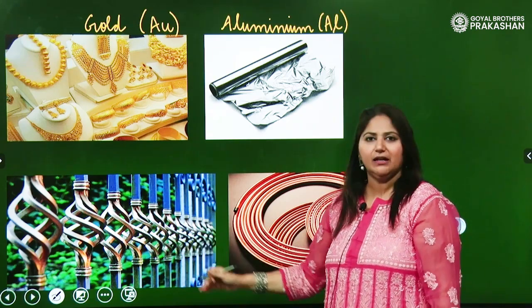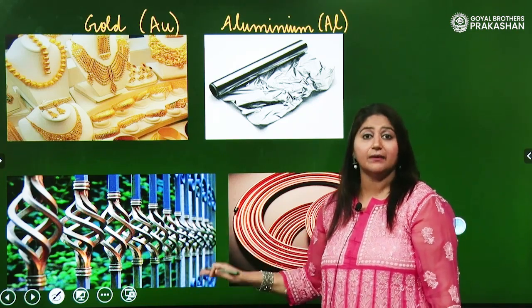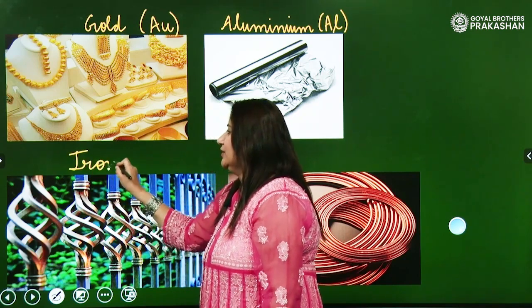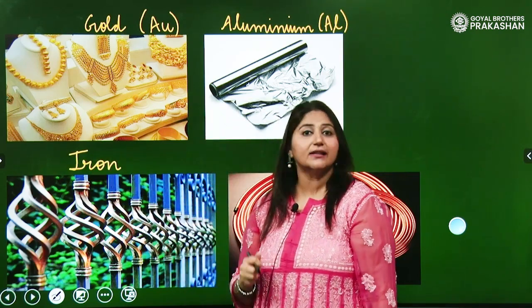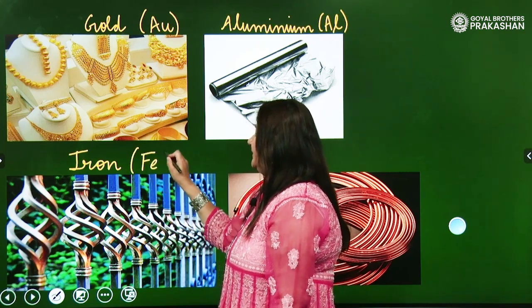Now what is this made up of? These are fences. So these rods or bars are made up of iron. Yes, iron is also a metal. And what is the symbol of iron, children? The symbol of iron is Fe.